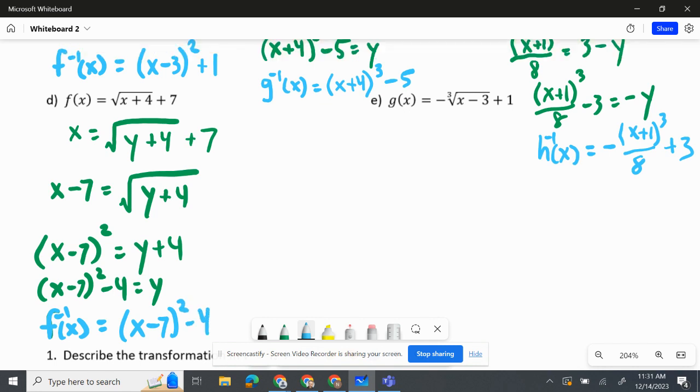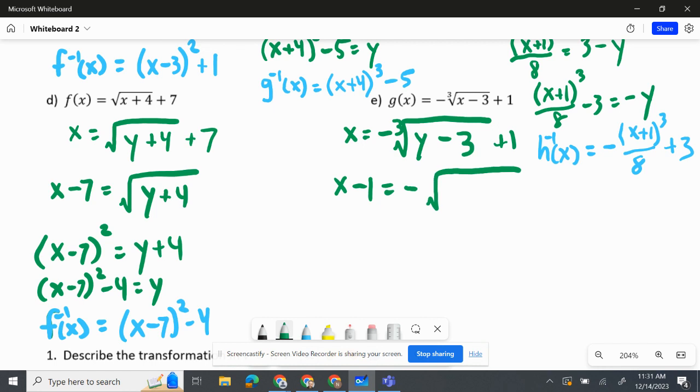Now our last one, once again, an inverse is when we switch x and y. So we have x is equal to negative cube root of y minus 3, plus 1. I'm going to subtract the 1, so x minus 1 equals negative cube root of y minus 3. I divide by negative 1, so I have x minus 1 over negative 1.